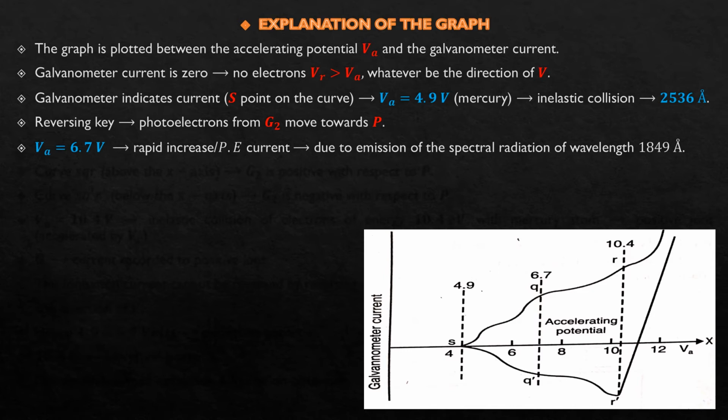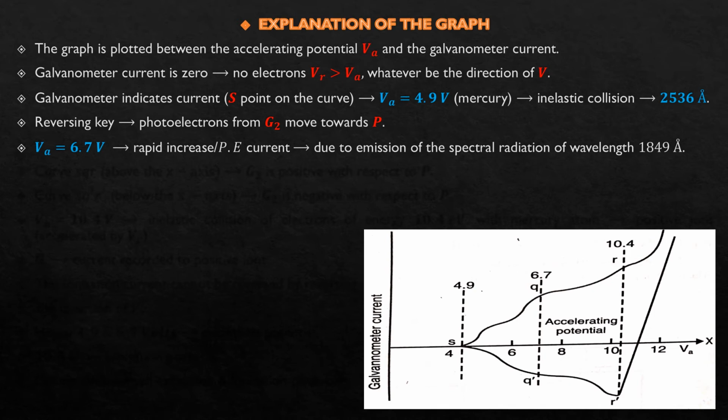Next, when VA is equal to 6.7 volt, what happens? When VA is increased beyond 4.9 V, due to deeper penetration of the accelerated electrons into the collision region, more and more atoms in this region get excited. Consequently the photoelectric current increases.